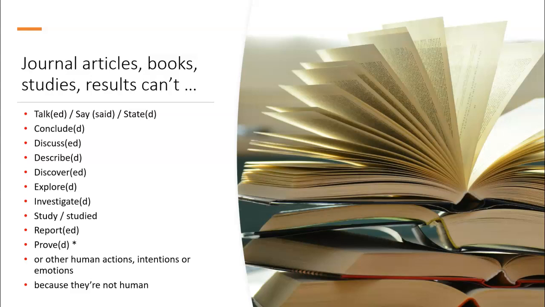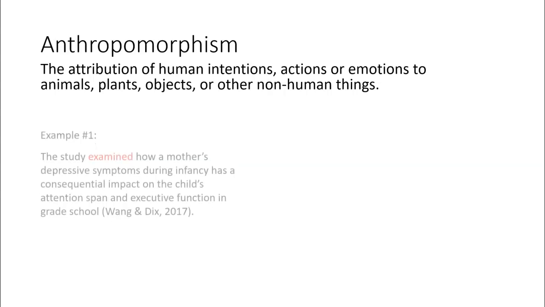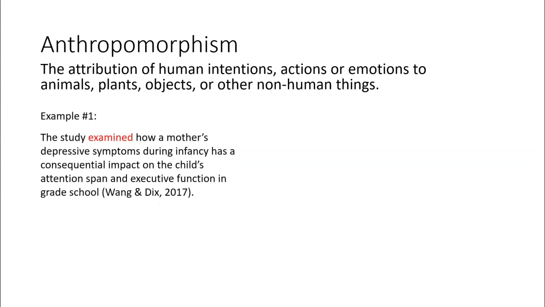Again, any of these verbs are just examples, and there are many others. If you put the word book in front of it, it could be considered a form of anthropomorphism because they're not human. An example of what that might look like in a student paper is the example I provide here. The study examined how a mother's depressive symptoms during infancy has a consequential impact on the child's attention span and executive function in grade school.